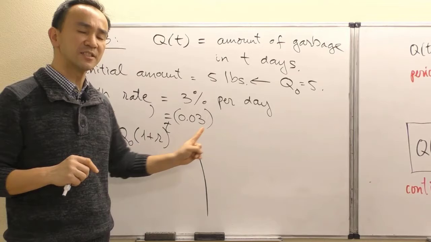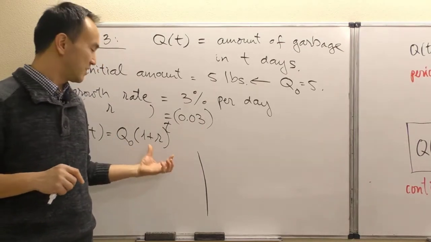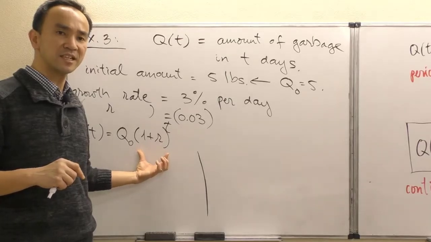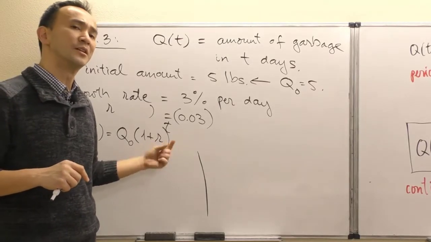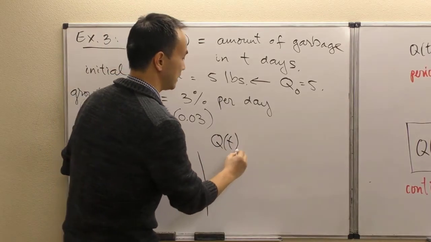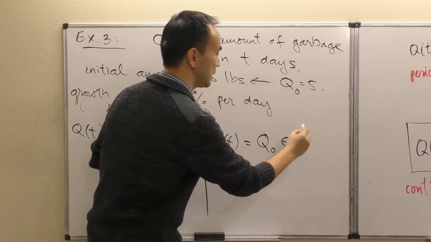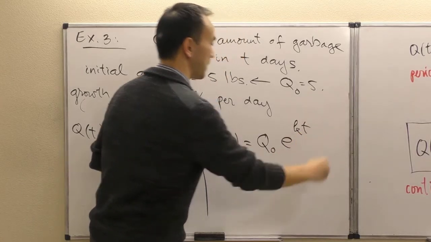So what matters for us is that the periodic growth model is just simply a form. Whether we're using a base in the form of 1 plus R, or we're going to use the form Q of t equals Q sub 0, the initial quantity, times base e raised to the k t power.